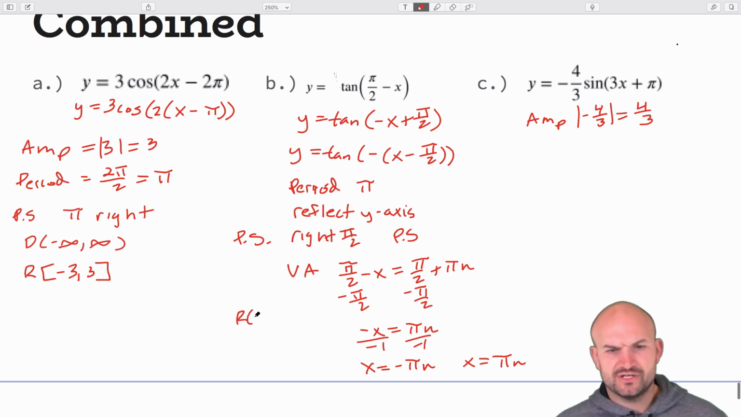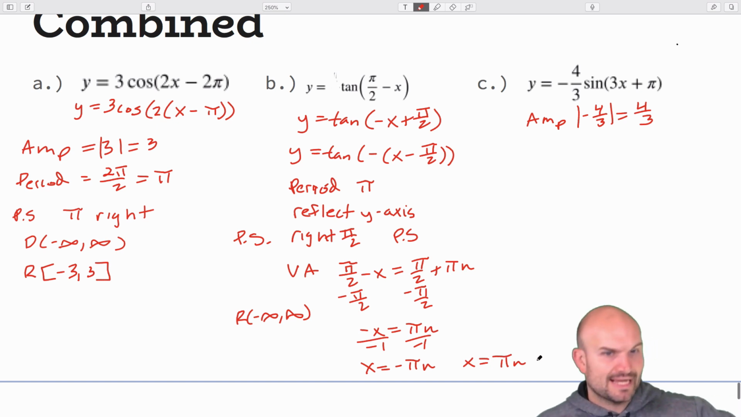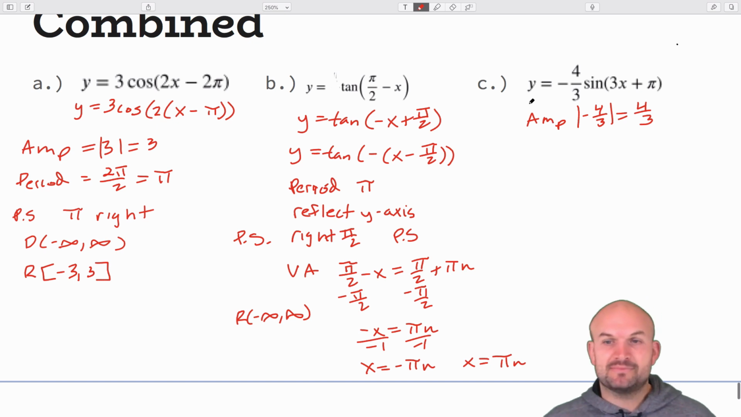The range here is -infinity to infinity. I'm not going to do the domain because the domain is all real numbers except for pi n, right? The range, though, is -infinity to infinity. The amplitude here, it's a sine function. So the amplitude is 4/3.